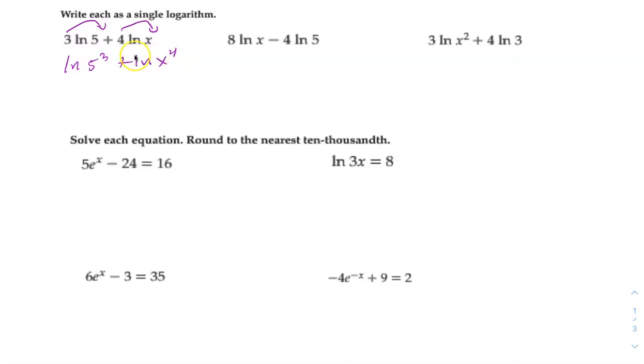You could leave it 5 cubed or you make it 125. It's all the same. Plus means multiply. So I combine them, I'll write it 125, it's a little prettier, x to the 4th. There we go. Next one, same idea.